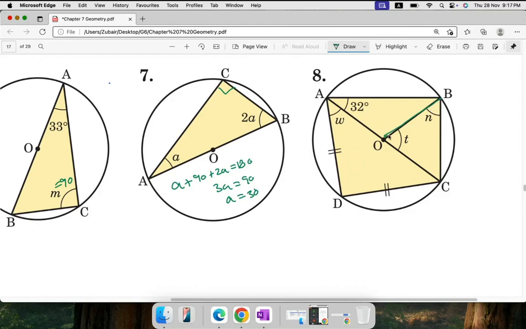This radius goes out, hits and goes to the circumference. This radius goes down, hits and comes back. This is 32. This is 64. Angle at center is twice the angle at circumference.